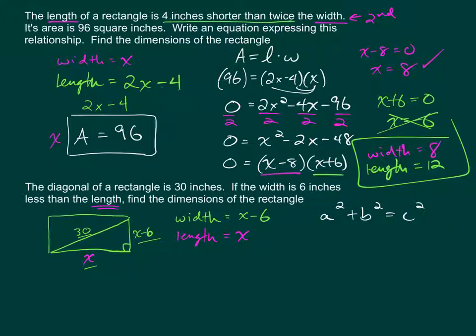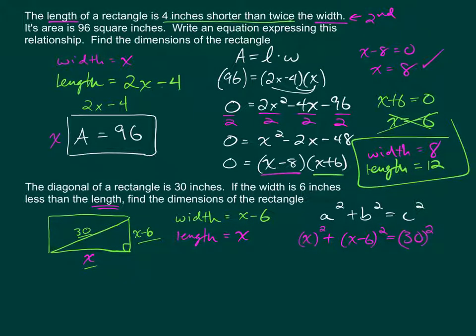And the a and b here will always be the legs that form the 90-degree angle. And c will be the hypotenuse, the third leg. So all we have to do is substitute these in the correct place. So I'll call this x squared plus x minus 6 squared equals 30 squared.